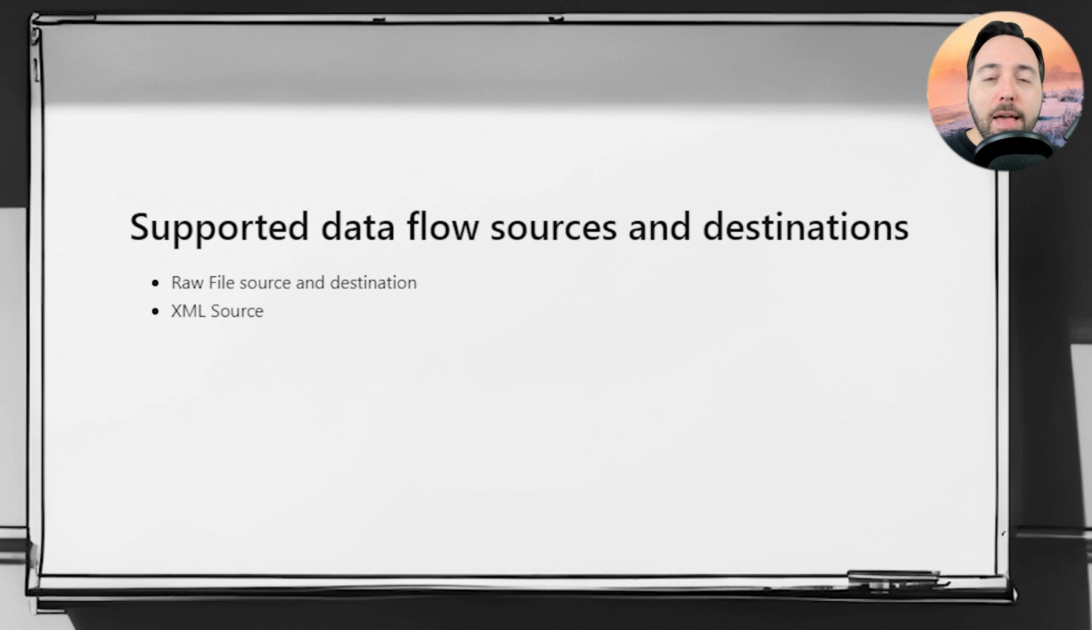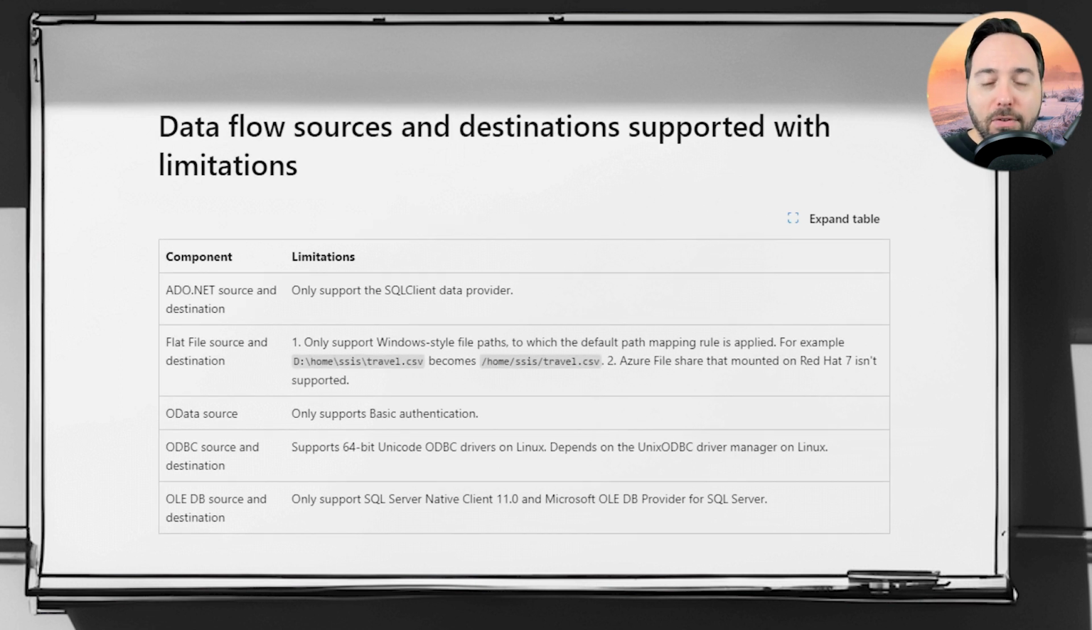Now let's look at the data flow side of the house. If we look at the supported data flow sources, it's fairly barren. Raw files and XML. Fortunately, things aren't quite as bad as they look. We can use ADO.NET, flat files, OData, ODBC, and OLEDB sources and destinations. Considering that most scenarios tend to use these data sources, it does hit a pretty fair number of use cases. In looking at the limitations, I don't think these are particularly onerous, at least not for mainstream SSIS operations.